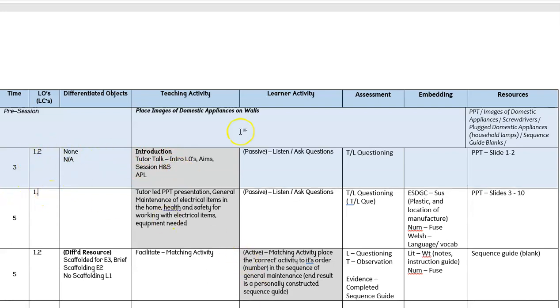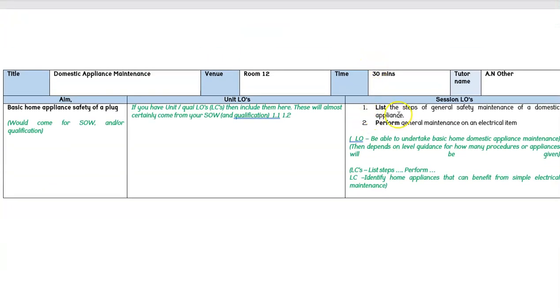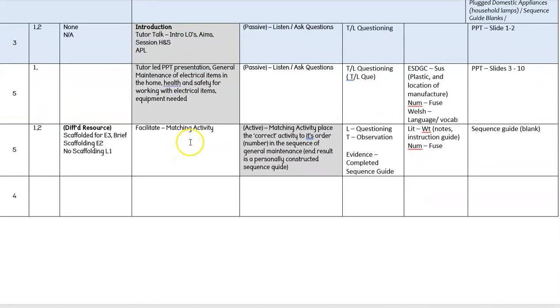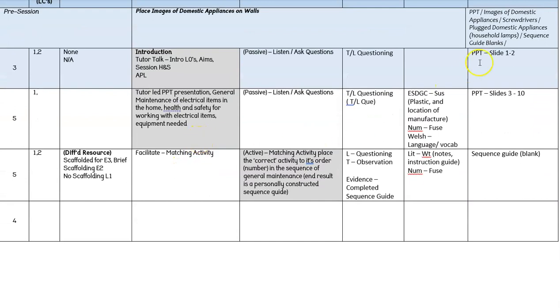Here, we're going to look at learning criteria 1, which, if you remember, was list the steps required, general safety maintenance. And I've got a presentation. It's on my PowerPoint. Or what I should have said is on the first one, I've got PowerPoint slides 1 and 2. Slide 1 had the aim, slide 2 had the objectives. Here, tutor-led presentation, and I just need enough of what that presentation is going to be for somebody else if they have to do it. So it's general maintenance of electrical items in the home, health and safety for working with electrical items and the equipment needed.